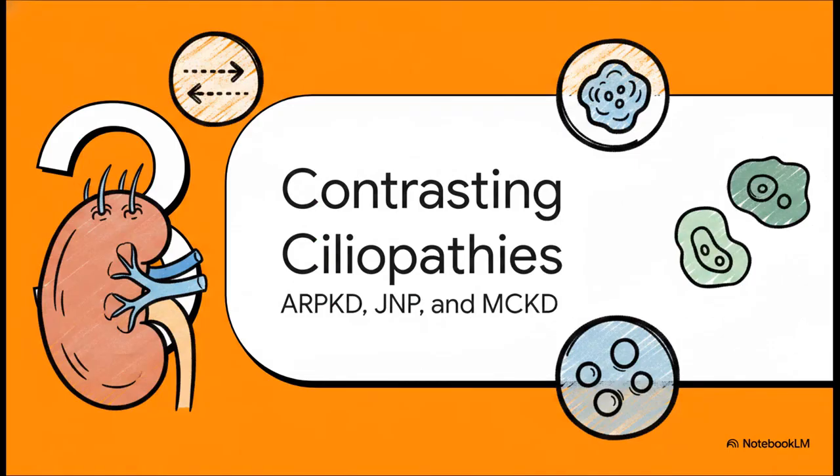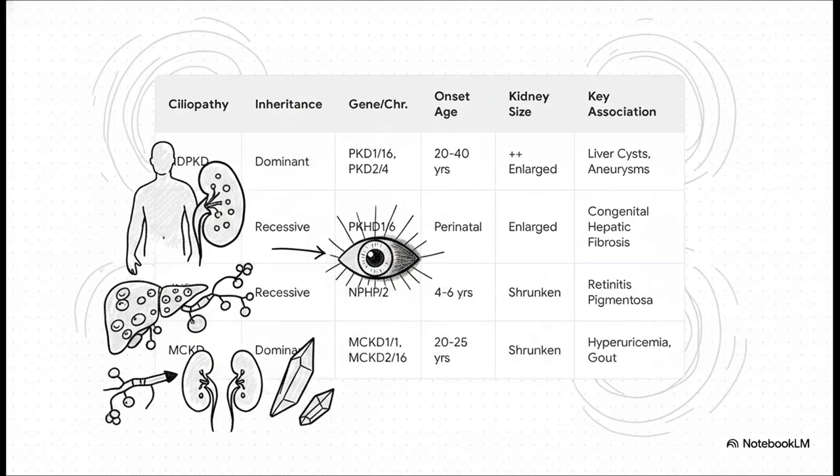Okay, we've got a really solid handle on ADPKD now, so let's broaden our perspective and see how it stacks up against the other major renal ciliopathies. This is all about compare and contrast. This table is absolute gold for keeping these straight. You see ADPKD up top: dominant, big kidneys, adult onset. Now look at autosomal recessive PKD, or ARPKD. It's a disease of newborns, also with enlarged kidneys, but its key feature is congenital hepatic fibrosis.